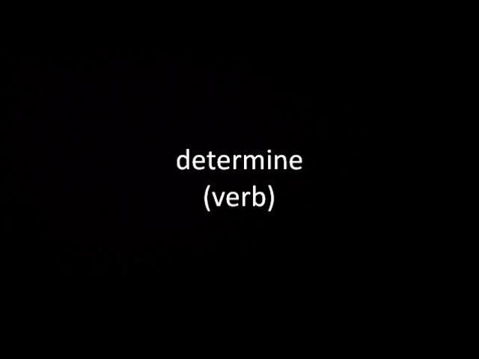Determine, verb, formal. Verb forms: determine, determines, determined, determined, determining. 1. Transitive. To discover the facts about something; to calculate something exactly. Synonym: establish. Determine something. An inquiry was set up to determine the cause of the accident.